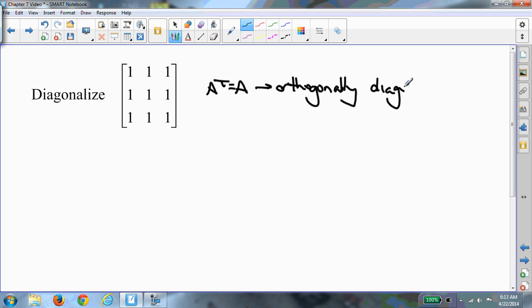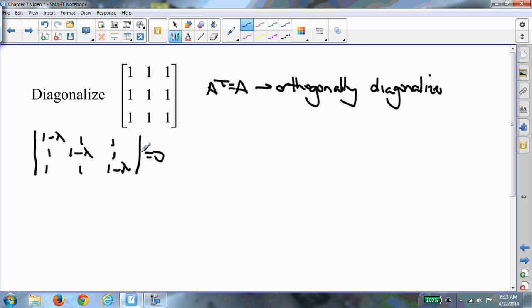Orthogonally diagonalized means I should be able to come up with an orthogonal matrix P, such that P transpose equals P inverse, and P transpose AP equals the diagonal matrix. So once again, I'm going to go through the characteristic polynomial and show you the corresponding eigenvectors. So 1 minus lambda, 1, 1, 1, 1 minus lambda, 1, 1, 1, 1 minus lambda equals 0.